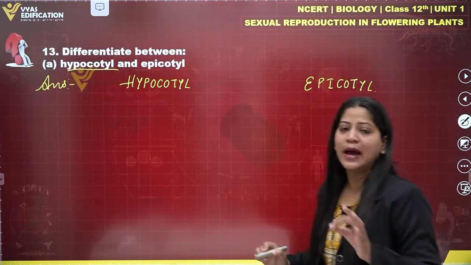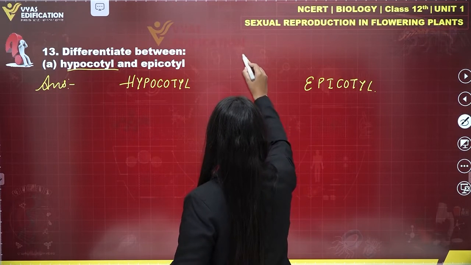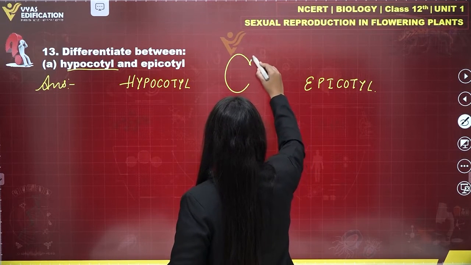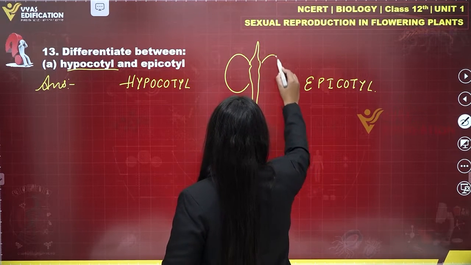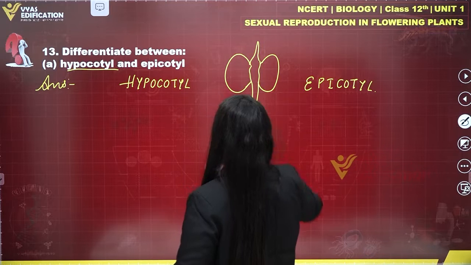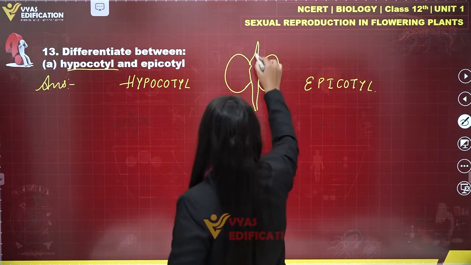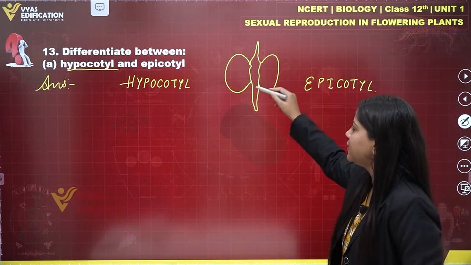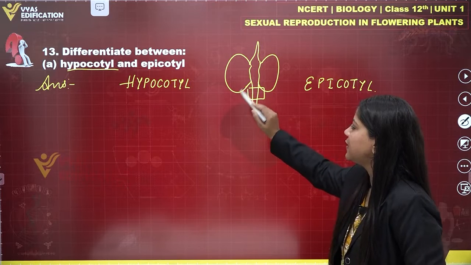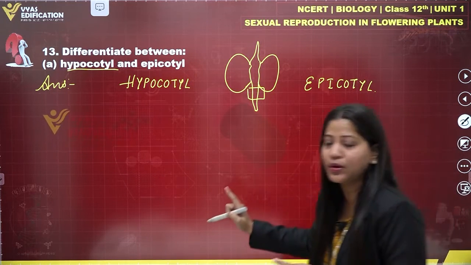The basic diagram of cotyledon and embryonal axis is just this kind of thing. These are the two cotyledons showing dicotyledon seeds. Now this is the embryonal axis. The portion below the cotyledons, in a dicotyledon seed on the embryonal axis represents hypocotyle.